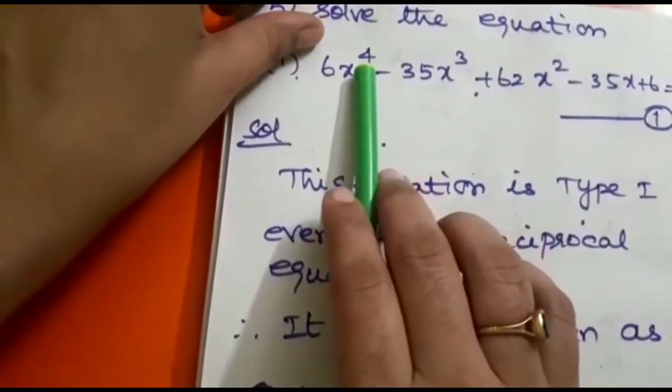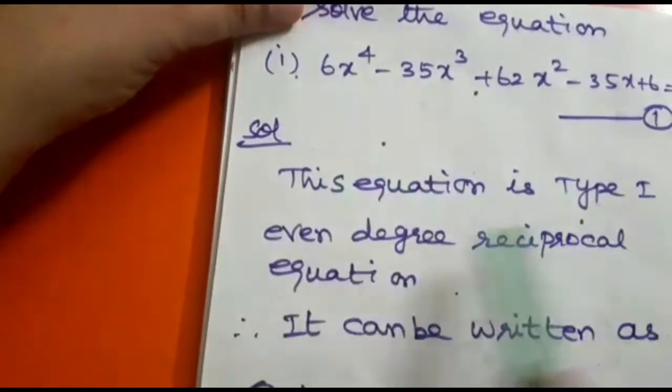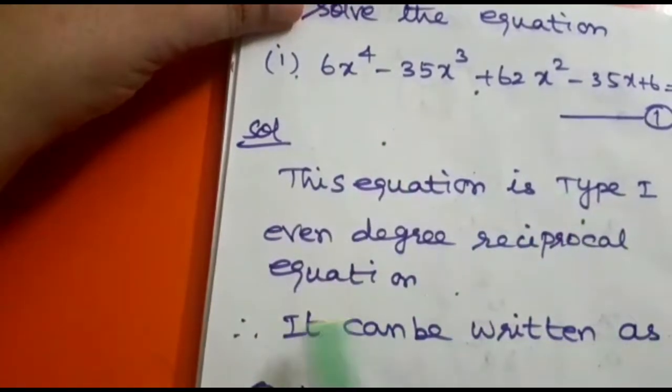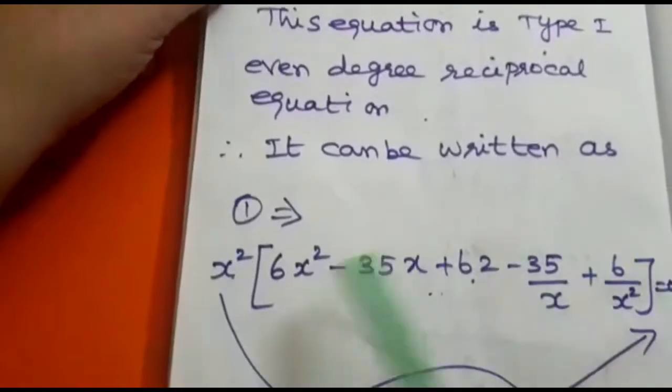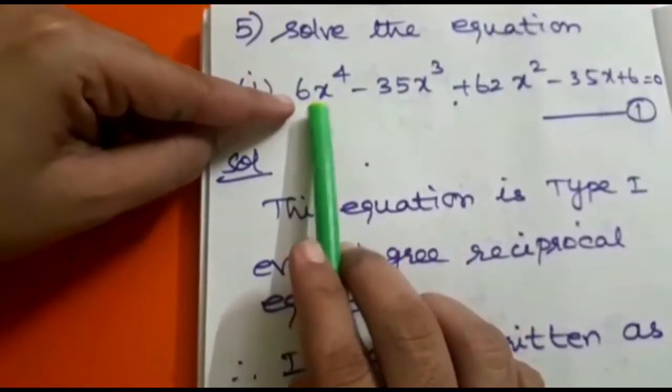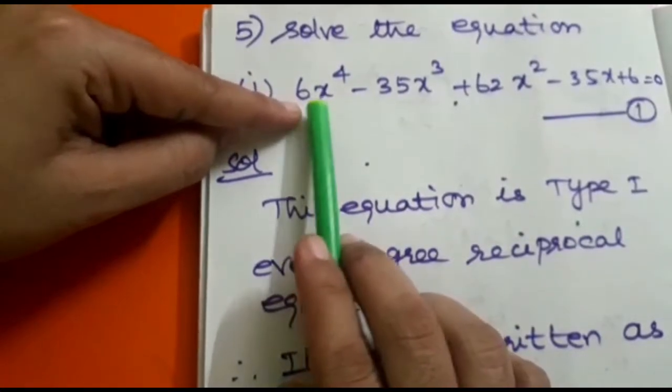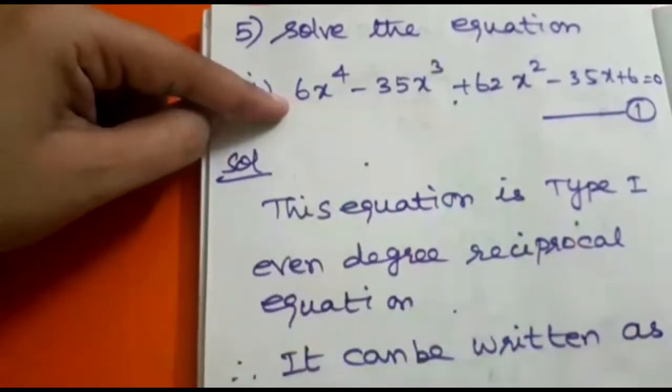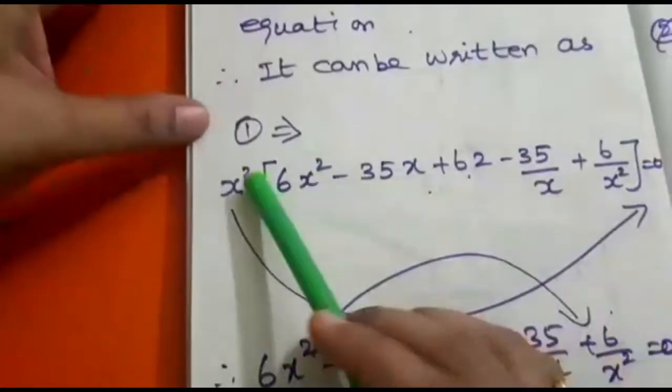The degree is 4. So it is a type 1 even degree reciprocal equation. So it can be written as, we can take x square outside from here. We can take x square outside. So if we take x square outside, then what will happen here?